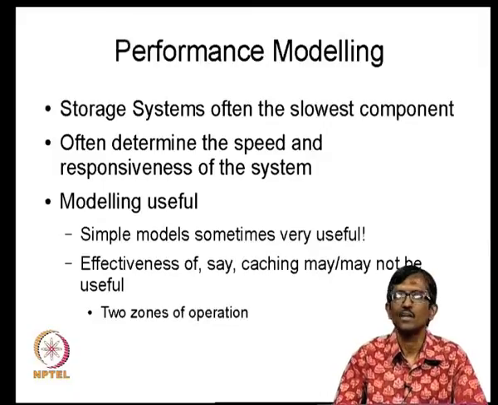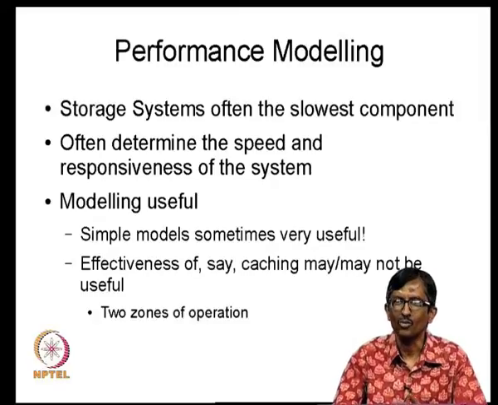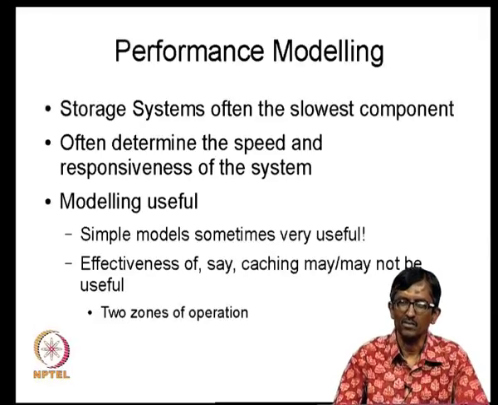If somebody says 100 is too slow, give me 200, then you say go and get 2 disks. As long as the processing speed is reasonably fast, that will take care of it. Of course, you can go only so far, because finally other systems will also start becoming bottlenecks. What I just want to mention is that oftentimes simple modeling is very useful in this area, because of this wide disparity in the speed.